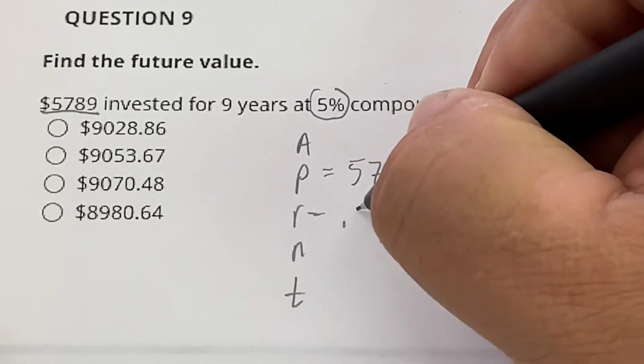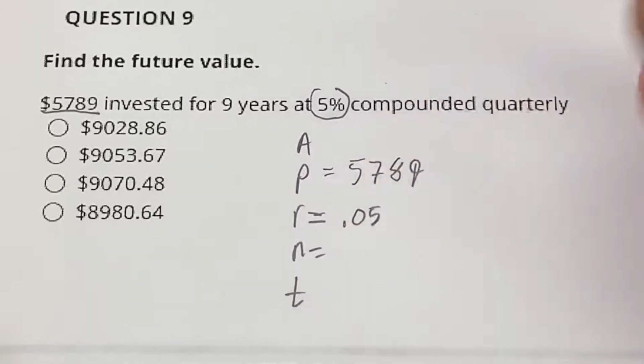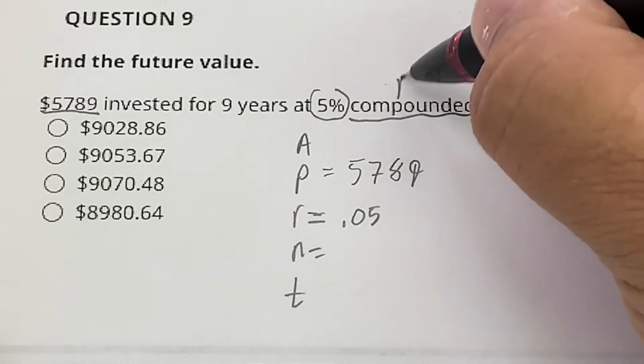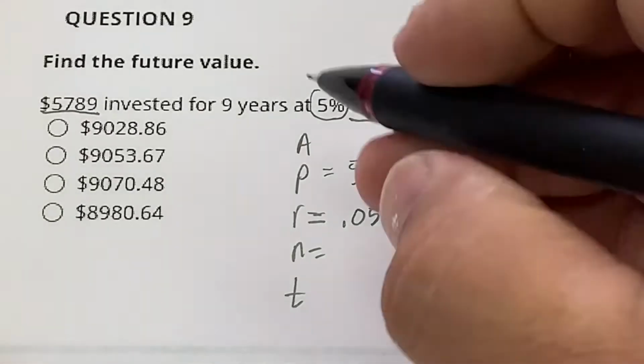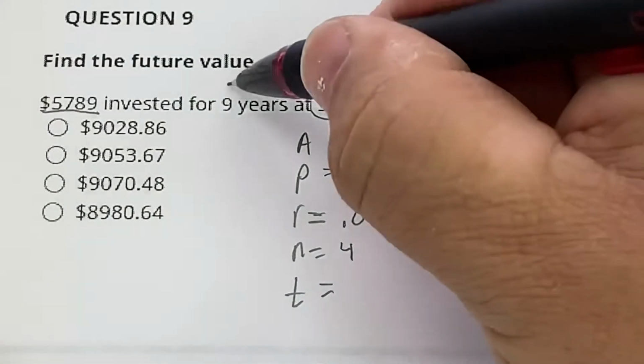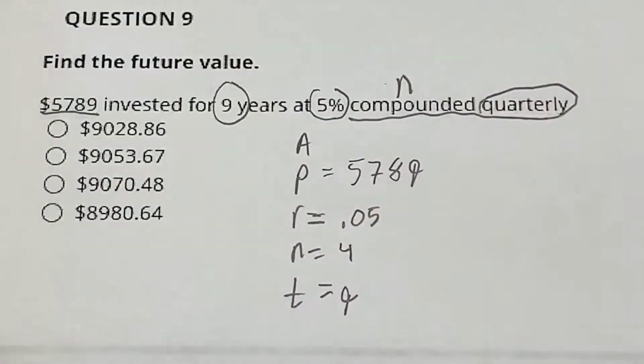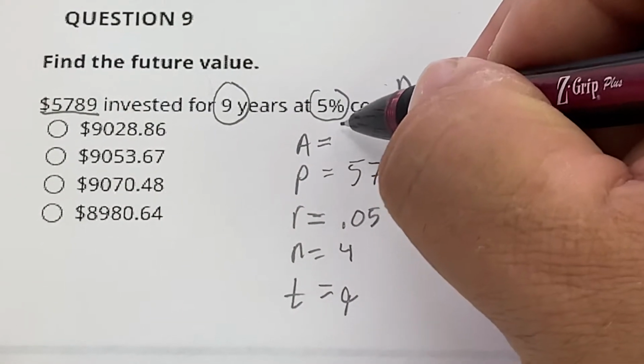They give us the rate. That's the R. That's 0.05. You have to change that to a decimal. Compounded quarterly. The compounding is the N. So quarterly is 4. And the T is years, 9 years. So now I have all the information. And we're looking for the future amount. We're looking for the future value.